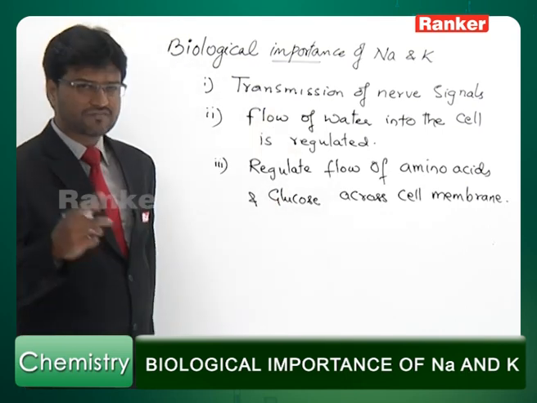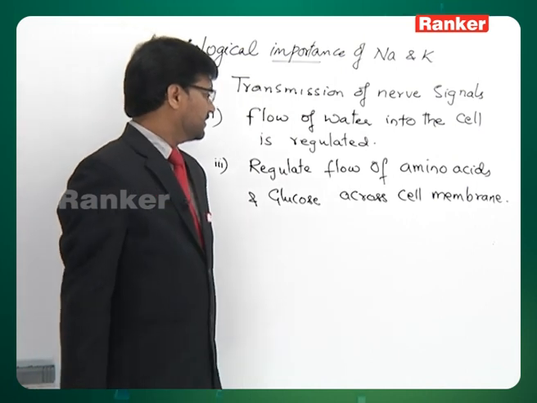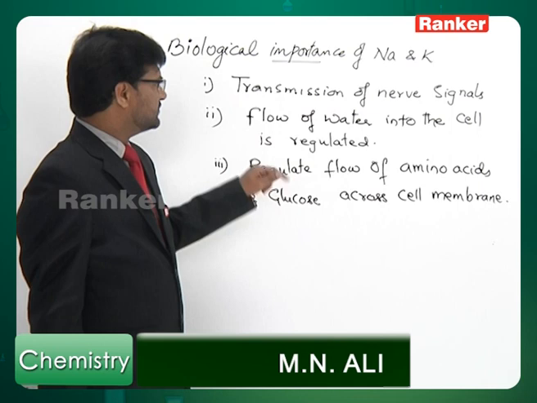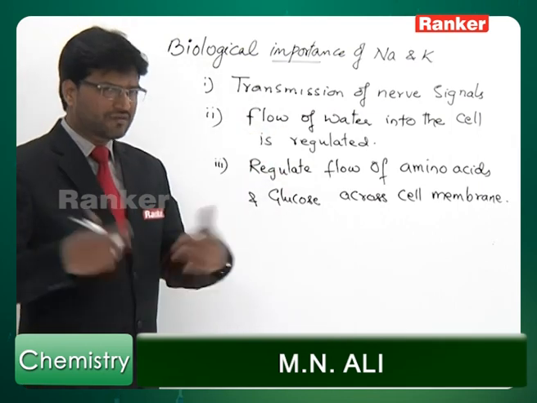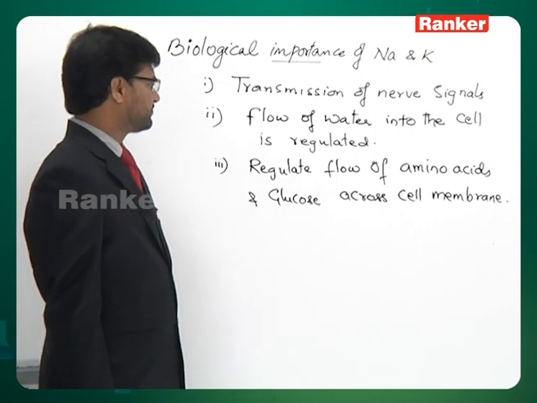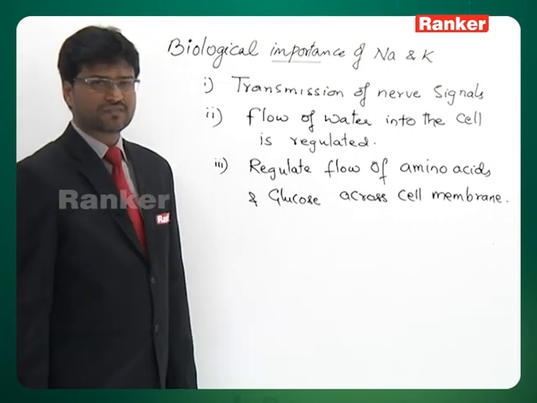One is transmission of nerve signals. Another one is flow of water into the cell, which is regulated by Na+ and K+ ions. And this is involved in the regulation of blood pressure in human beings and other animals. This is about the biological importance of Na+ and K+.